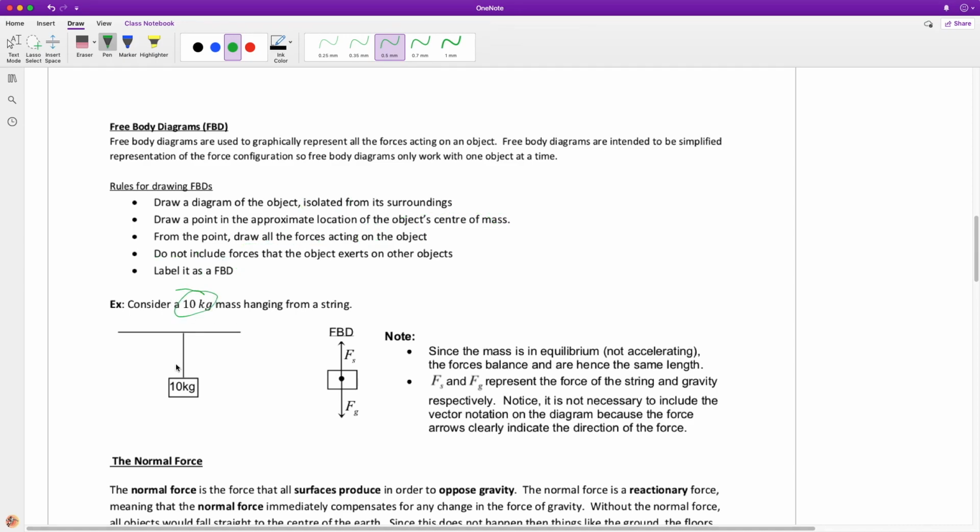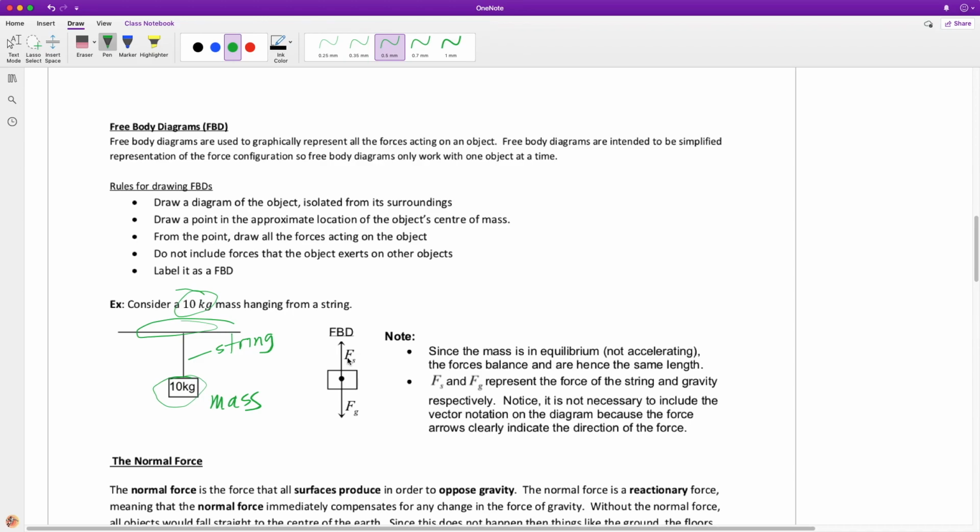Let's consider this example here. We have a 10 kilogram mass and it's hanging from a string. So this would be our ceiling, this is our string, and here is our mass. The free body diagram looks as follows. The box represents our 10 kilogram mass. This can be either a rectangle or it can be a circle. Generally speaking, most of the time we'll use a rectangle unless the object happens to be spherical, and I will actually use a sphere in that case, but generally speaking, it's a rectangle.